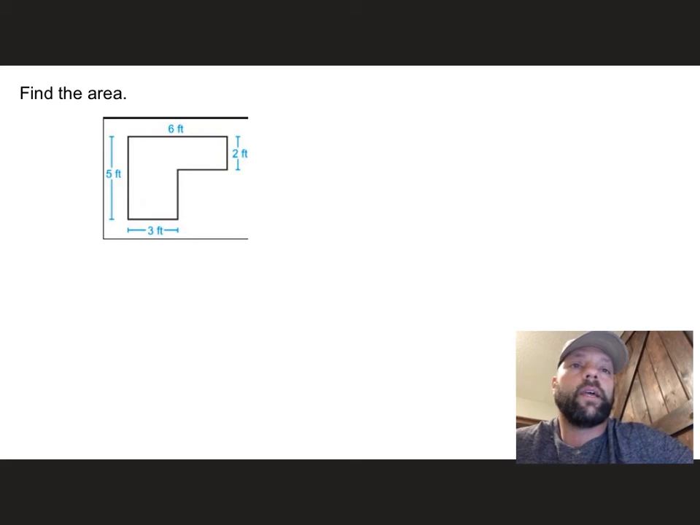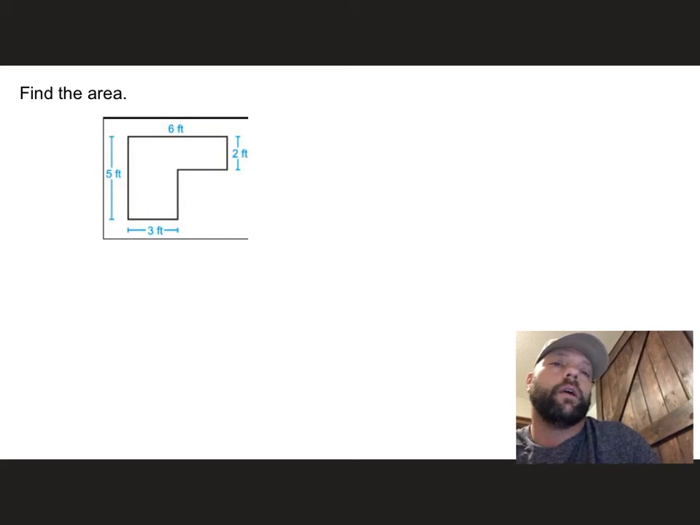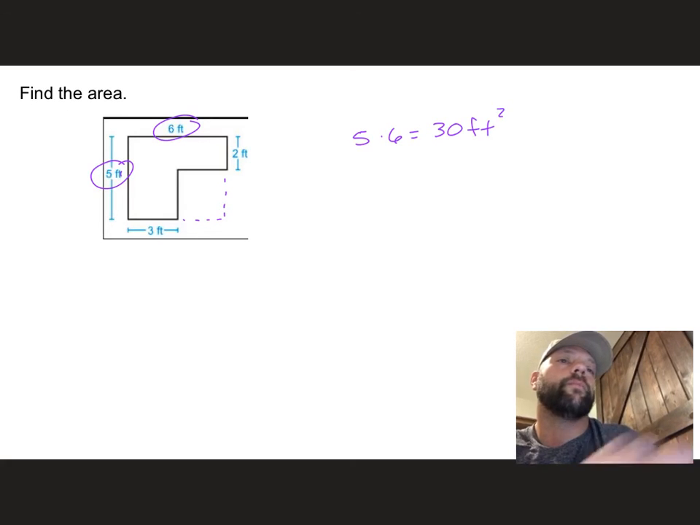And taking a look at our last shape here. Okay, so this one I could do a little bit differently. I could take this outside here and find the area of that. So I have 5 and 6. So 5 times 6 would take me to 30 feet squared.